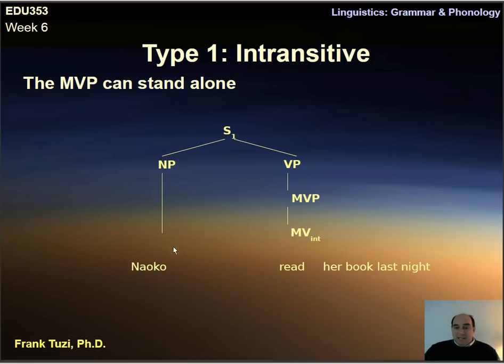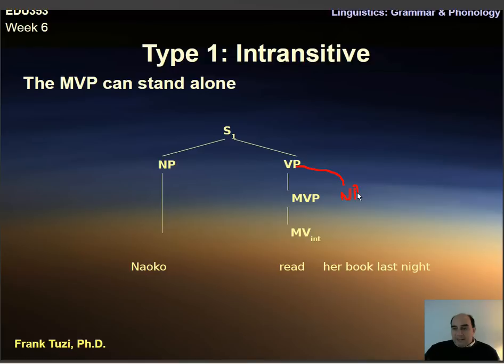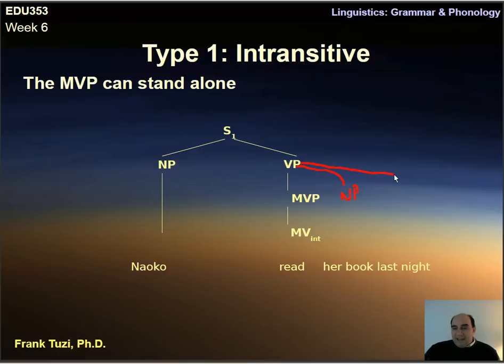Let's read the sentence. Naoko read her book last night. Okay, well, I've got a noun phrase, Naoko. Here's your verb phrase, main verb phrase, read. Now, of course, off of here, we're going to have another noun phrase, her book, right? And we're going to have an adverb phrase.